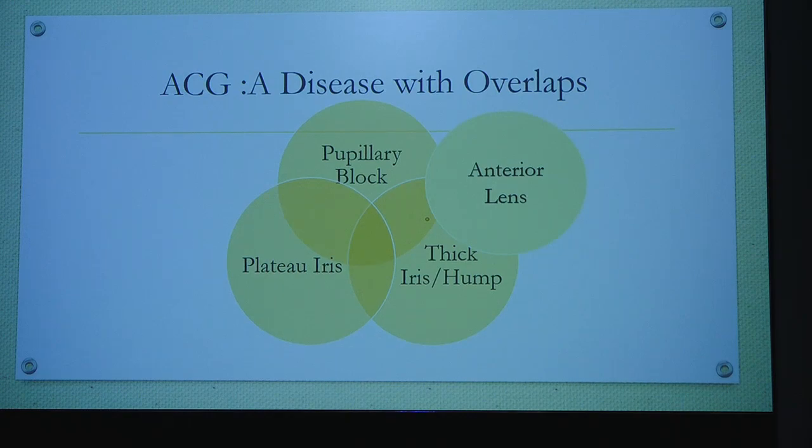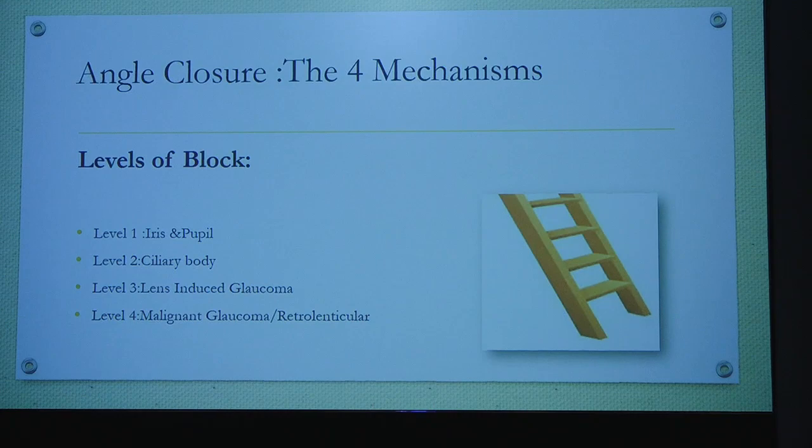Before we proceed, let's see what angle closure actually is. Basically, it is a disease of overlap. Maybe overlap at the level of pupillary block, could be a plateau iris, could be the position of the lens, or could be a thick iris or a hump. To simplify this, the block could be at the level of the iris or the pupil, at the level of the ciliary body, or at the level of the lens, that is lens-induced glaucoma. The retrolenticular portion could be causing malignant glaucoma. So these are all the portions where angle closure can take place.